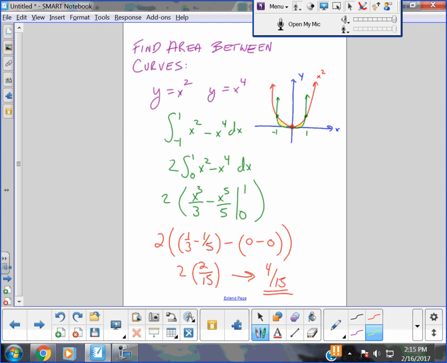Think about it. A little bit more than 0.2. A goofy number, you know what I mean? But that's the exact area between those curves. If you wanted the area of one side from 0 to 1, it would be 2/15. From negative 1 to 1 would be 4/15.